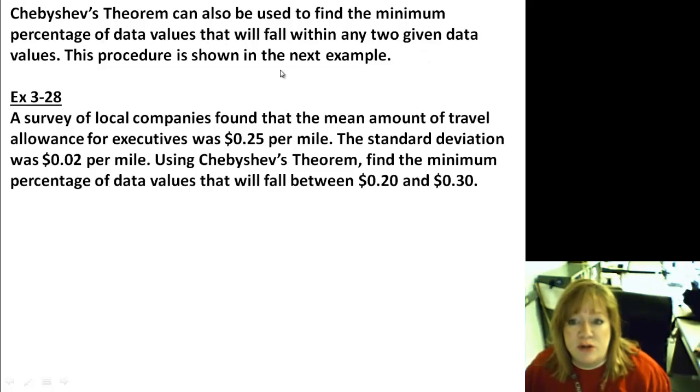Chebyshev's theorem can also be used to find the minimum percentage of data values that will fall within any 2 given data values. This procedure is shown here. A survey of local companies found that the mean amount of travel allowance for executives was 25 cents a mile. The standard deviation was 2 cents a mile. Using Chebyshev's theorem, find the minimum percentage of data values that will fall between 20 cents and 30 cents.